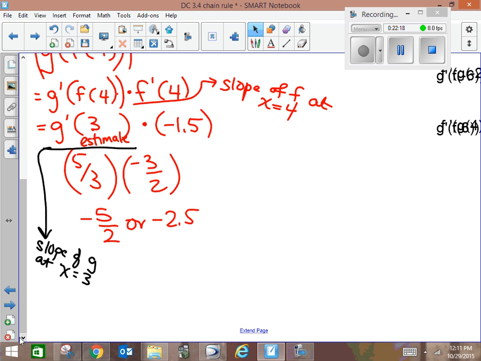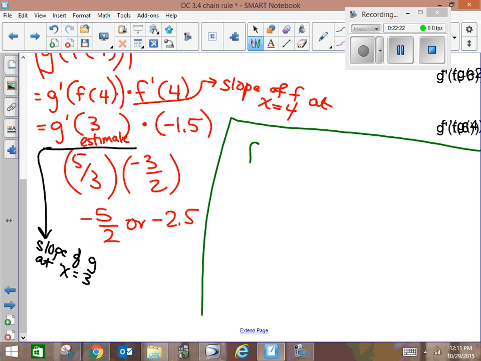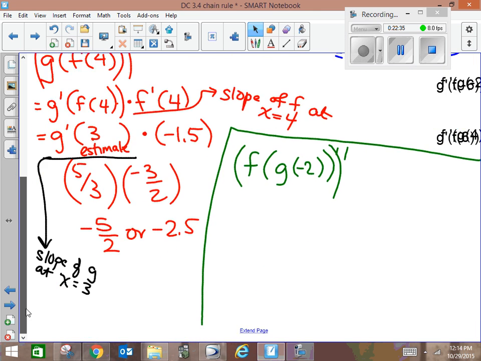All right, do you want to do the g of f or the f of g? Do you have a preference? F of g. Okay, f of g of 2, derivative. Negative 2, thank you. Do you want to try it from the beginning? Is it negative 2 or 2? Negative 2.